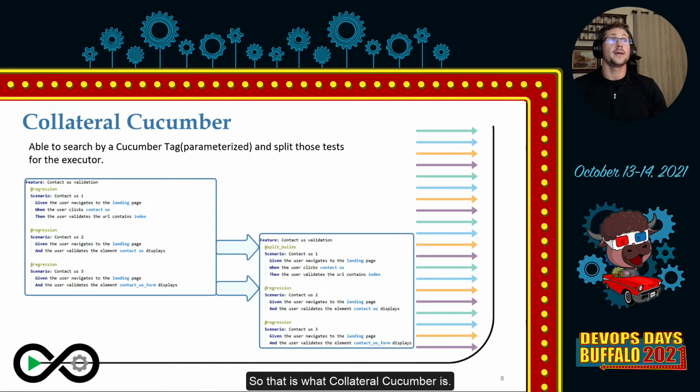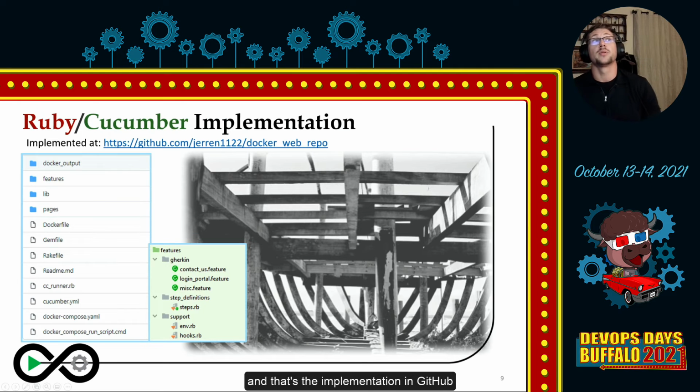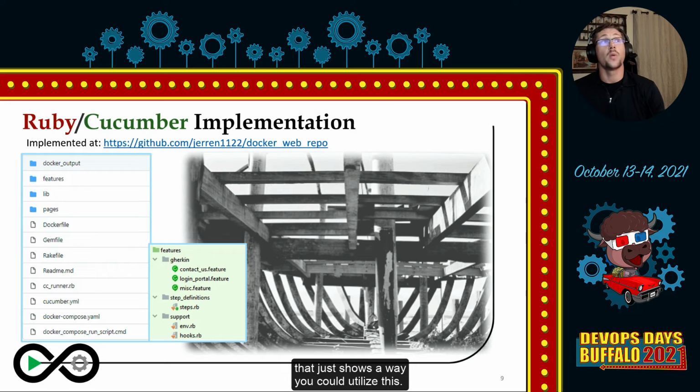So that is what Collateral Cucumber is. The next part is going to be talking about the Docker Web Repo. And that's the implementation in GitHub that just shows a way you could utilize this.